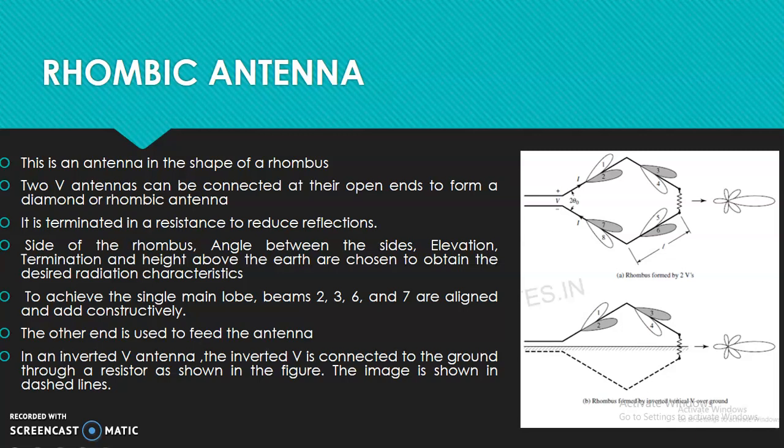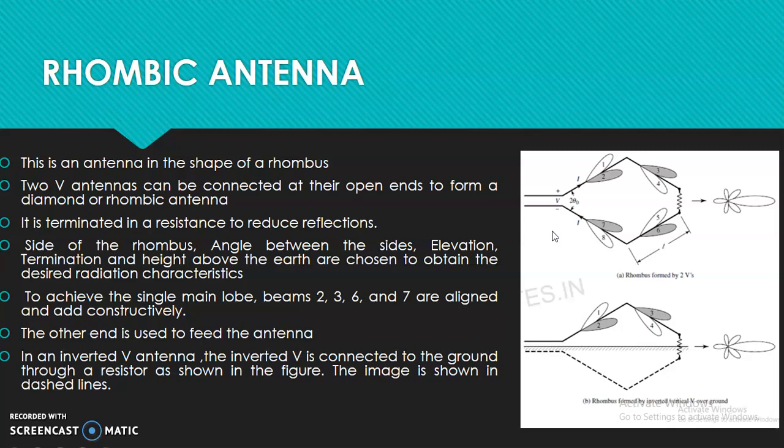The first type of antenna that we are going to discuss is the rhombic antenna. In the last class, we have seen a type of antenna called V antenna. Now, let us look into this type of antenna, which is the rhombic antenna. Actually, rhombic antenna is an extension of V antenna. Let us see. This is an antenna in the shape of a rhombus. The structure shows it has got the shape of a rhombus.